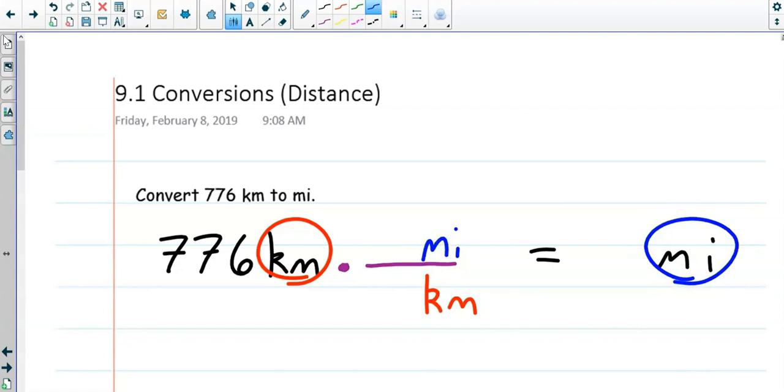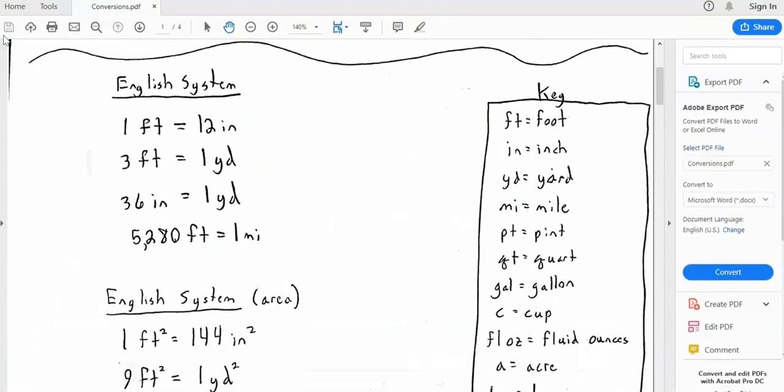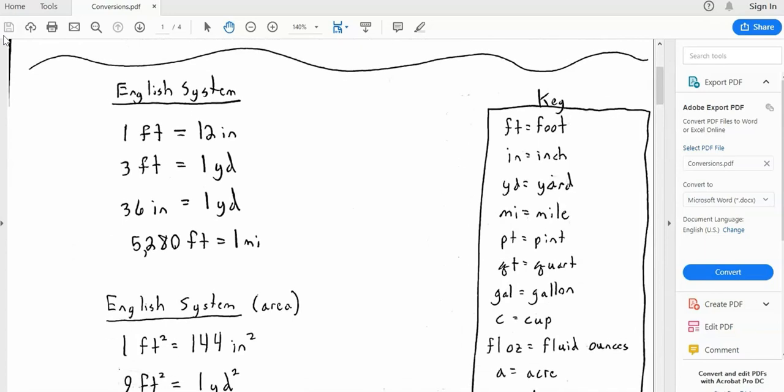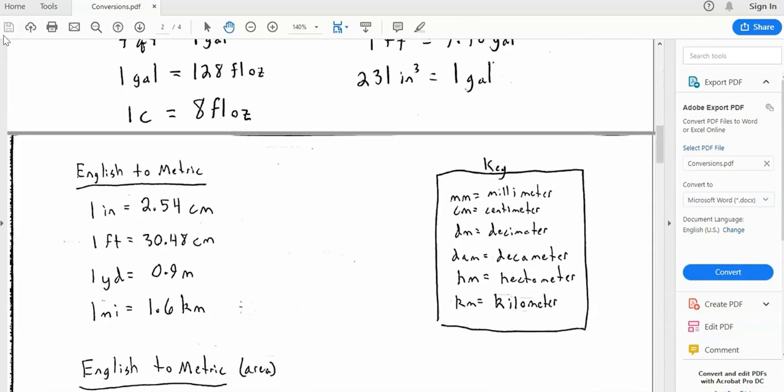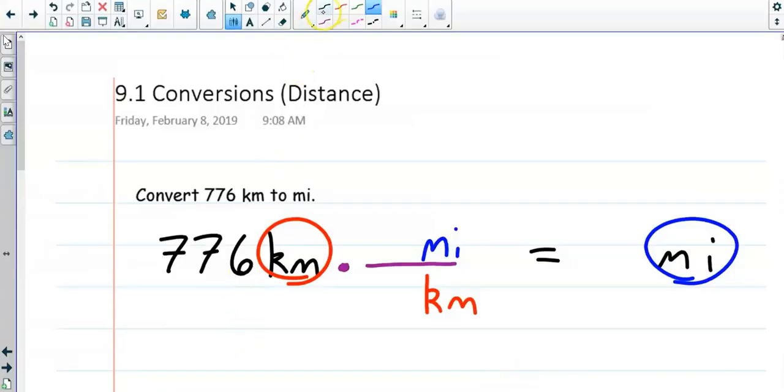So let's go look at our notes and see if we have a relationship between miles and kilometers. I'm willing to bet you that there is one. You just got to look. Again, this is all about English to metric, so let's find something that says English to metric. Inches, centimeters, feet, centimeters, yards, meters, miles, kilometers. Perfect. This is the fraction that we need to use. So 1 mile equals 1.6 kilometers.